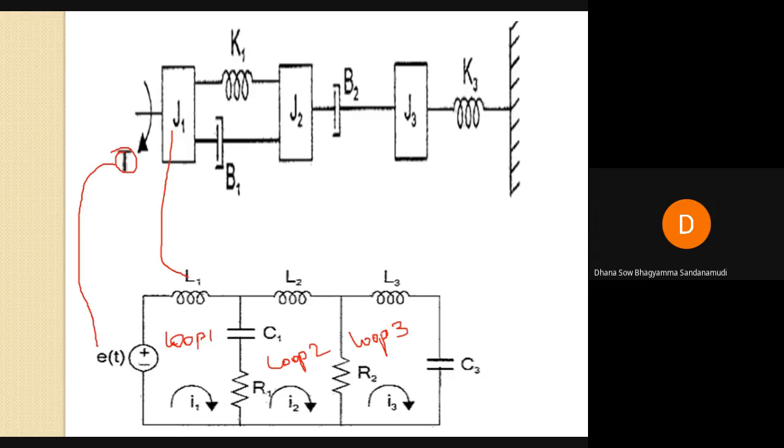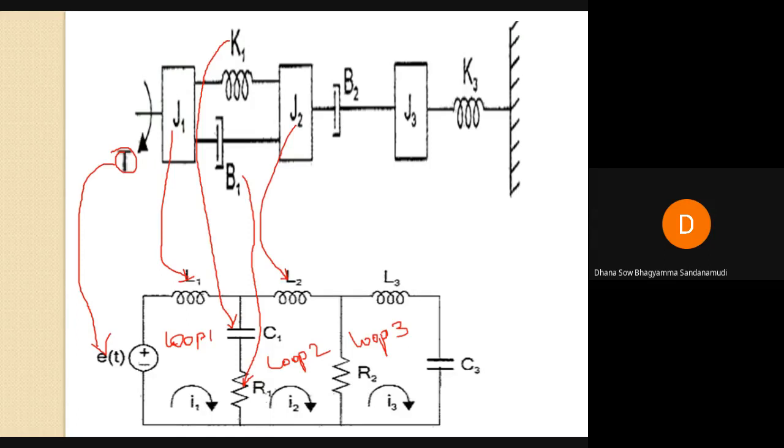Now next it is J2. What is J2? J2 is analogous to L2, so draw J2 as L2. K1 is this capacitor. B1 is the resistor. That you remember. If you want to know how to draw, you must practice so that you will get a clear idea.